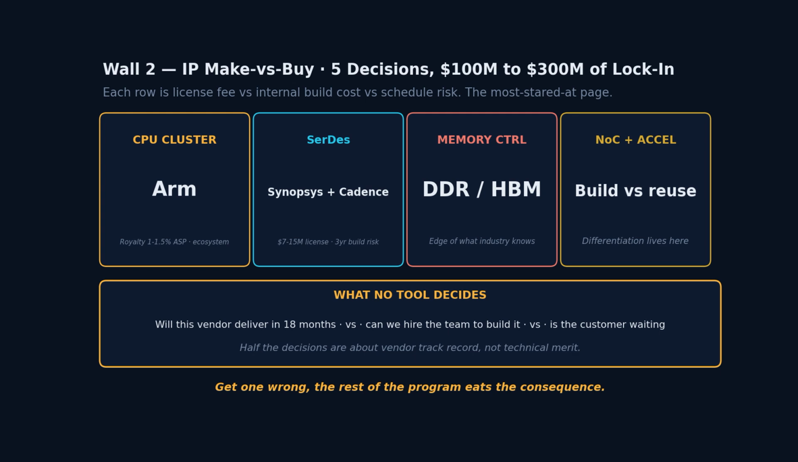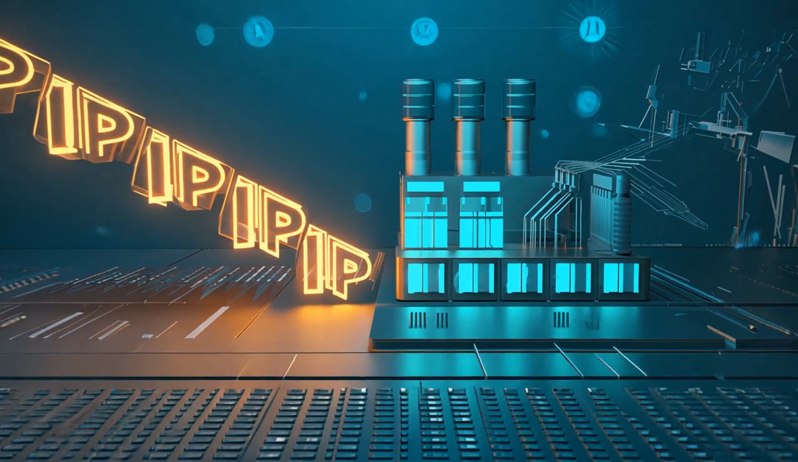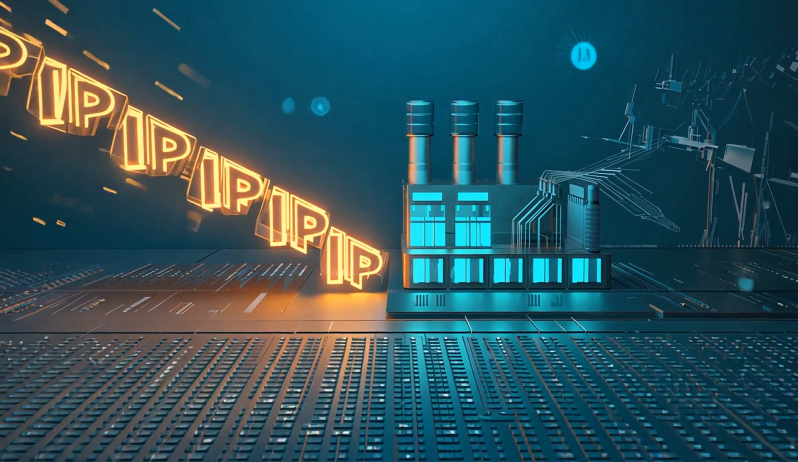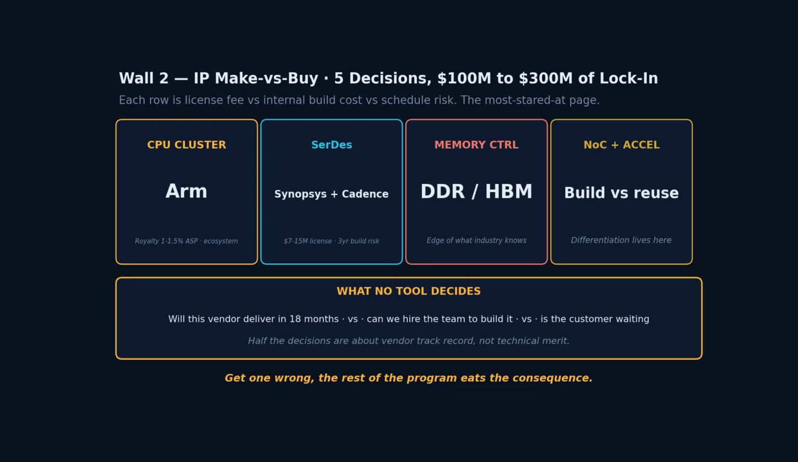Take the memory controller. License a DDR or HBM controller IP. Pay the license, integrate the verification IP, ship in 12 months, or build. HBM controllers at 3 nanometer are at the edge of what the industry knows how to do. One bug in the training sequence, and the chip never sees its main memory. 5 major IPs, 5 decisions, roughly $100 million in license fees on a typical AI accelerator. Roughly $300 million of internal engineering cost if the architect decides to build instead.